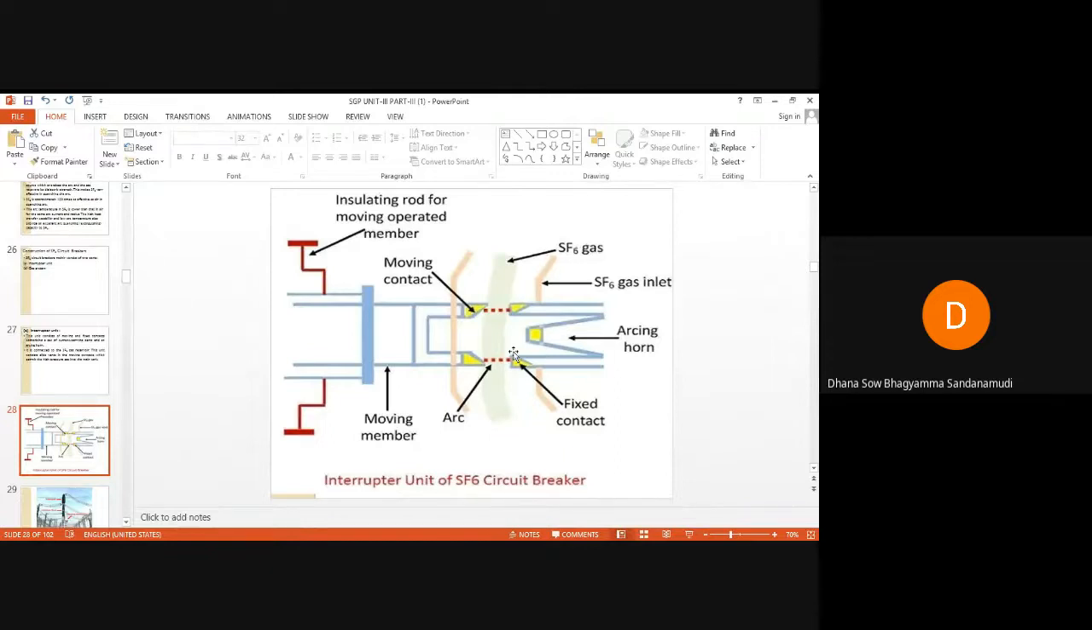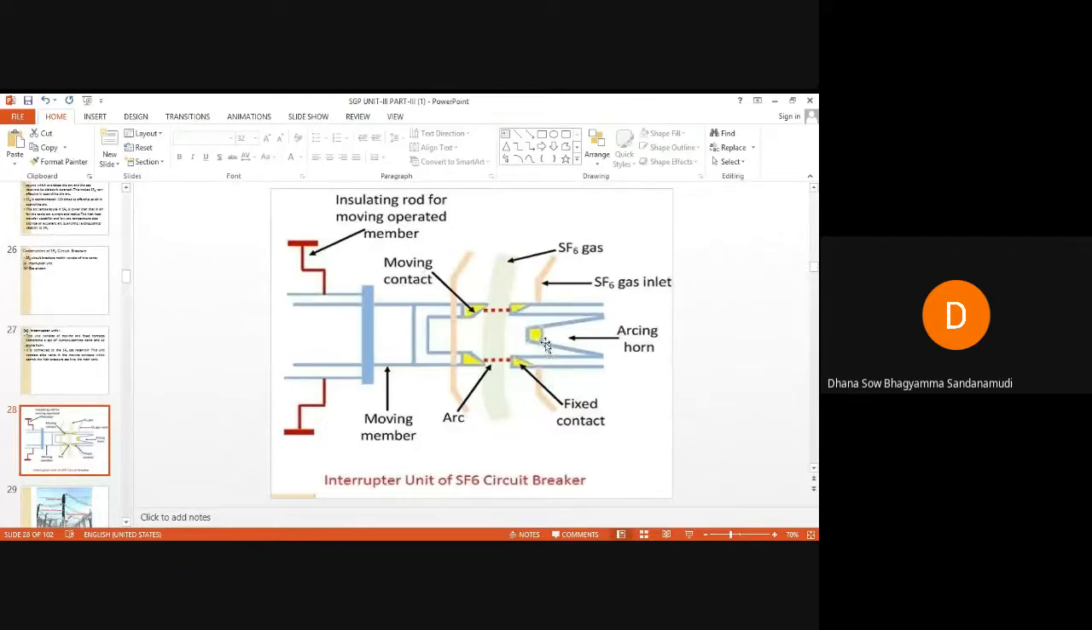If you consider the interrupter unit, this unit consists of moving contacts, this one, and this yellow portion is the fixed contact. It also consists of an arcing horn. So this interrupter consists of moving contacts, fixed contacts, and an arcing horn.